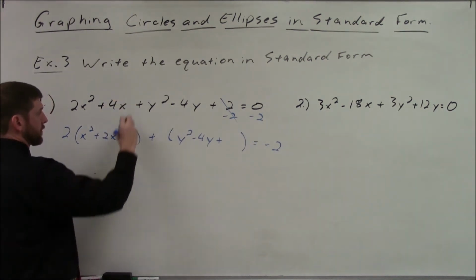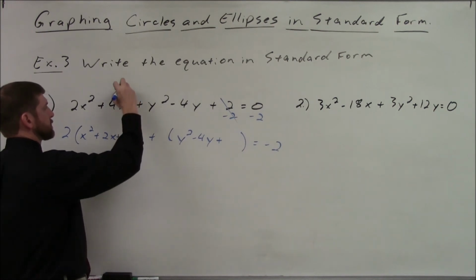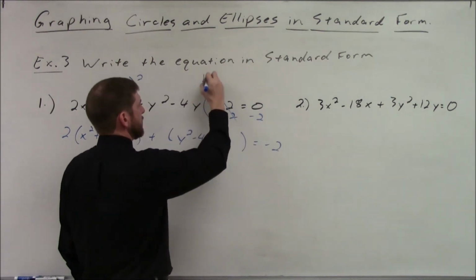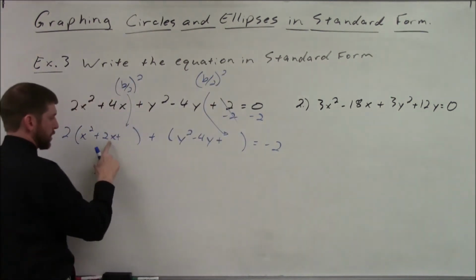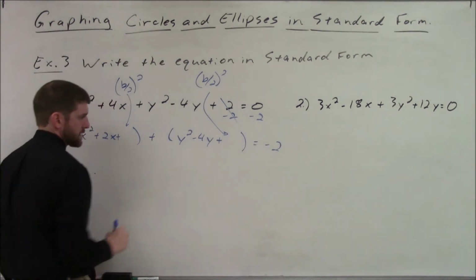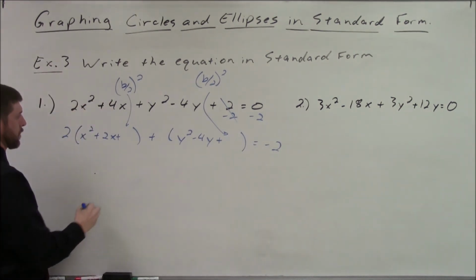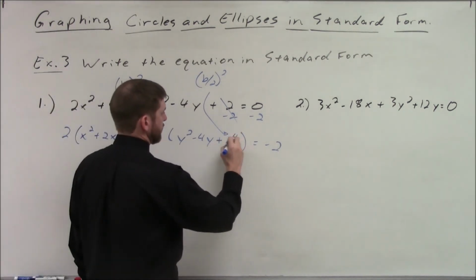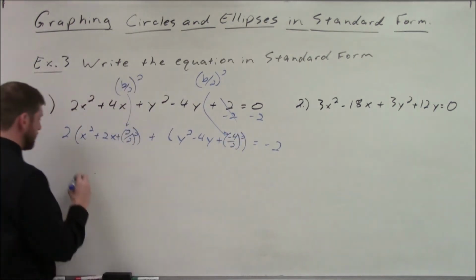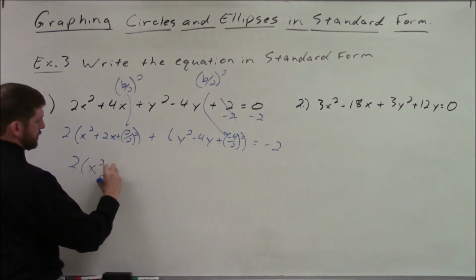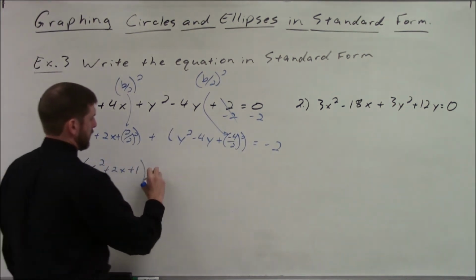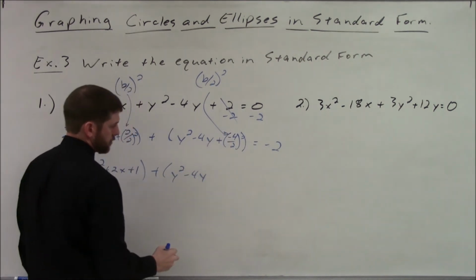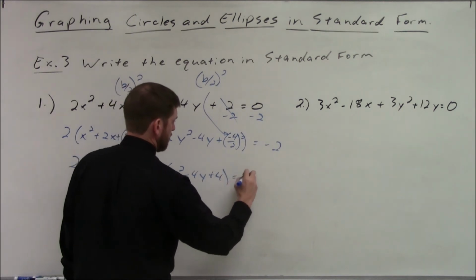We've got to insert b over 2 squared. Now, there are 2 different b's in this problem. So add b over 2 squared in here. Each set of parentheses has its own b. The x's have a 2 for the b, the y's have a negative 4. So we just go through and work with them. So it's plus (2 over 2) squared and plus (negative 4 over 2) squared. That gives us 2 times (x squared plus 2x plus 1) and y squared minus 4y plus 4 (since 2 squared is 4) equals negative 2.